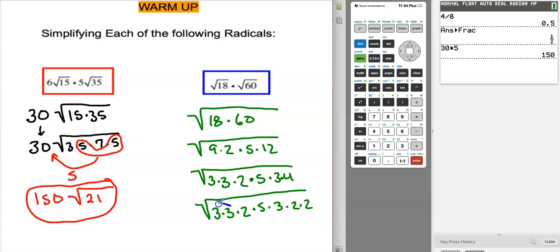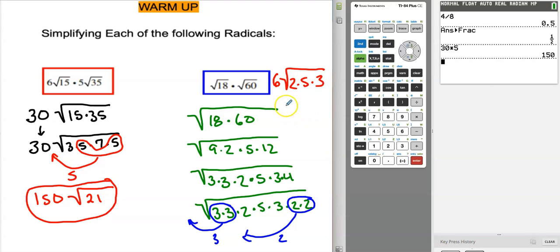So now I find my pairs. I have a pair of 3s, and I also have a pair of 2s. So that means I can pull a 3 out. That also means I can pull a 2 out. So that's a 3, and that's a 2. So when you pull those numbers out, they multiply together. So that's going to be 6, because you pull the 3 and the 2 out, and the 2 times 5 times 3 stays under there. So you can just multiply them back together and you should get 6 times the square root of 30.